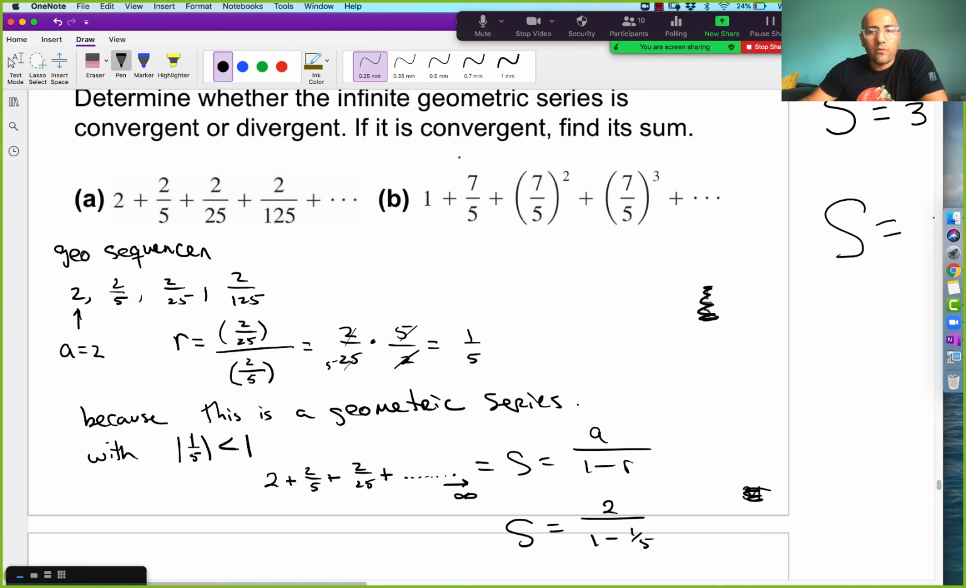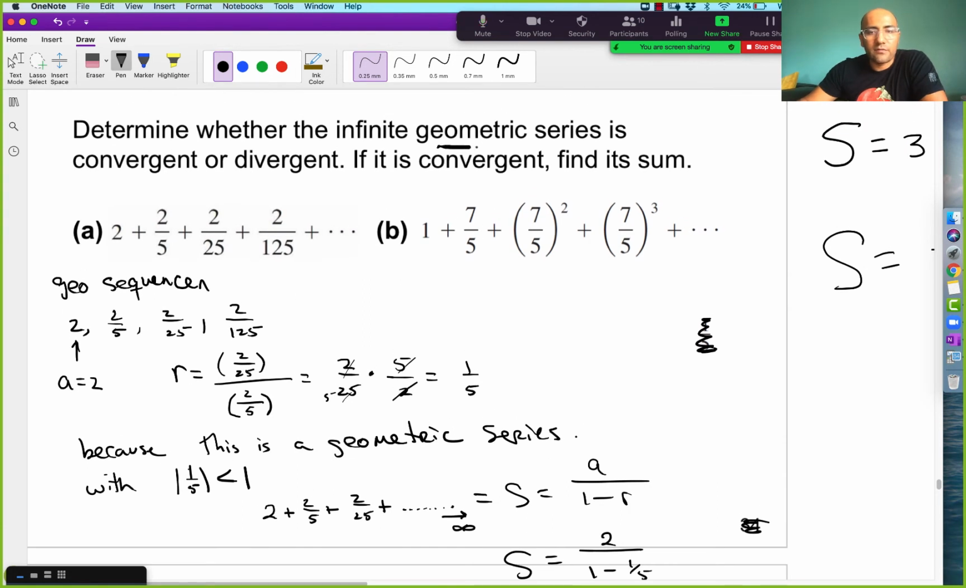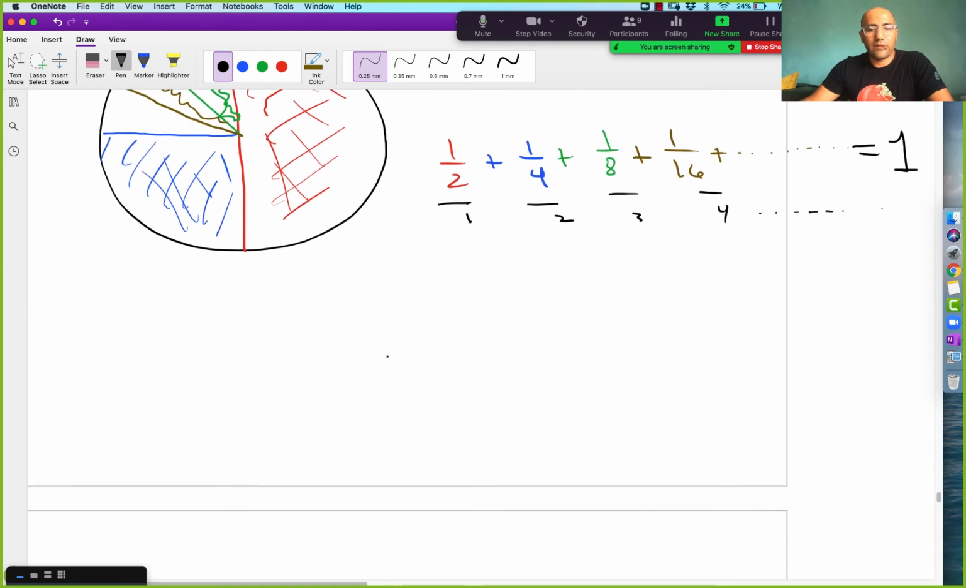Good. Okay, what about this one? Here's another infinite list of numbers. Well, they tell us that they're both geometric. And what's the common ratio going to be? Well, since it's already written in this form, I can easily tell that the common ratio is going to be 7/5. Right, let me write it over here.